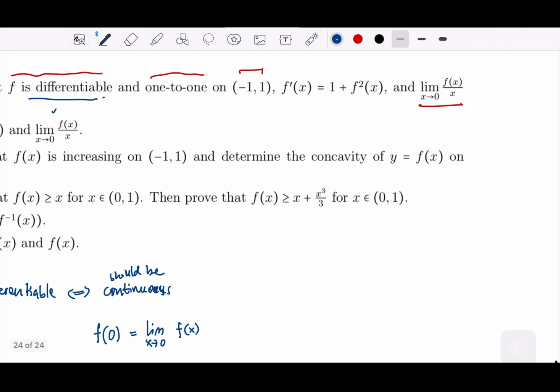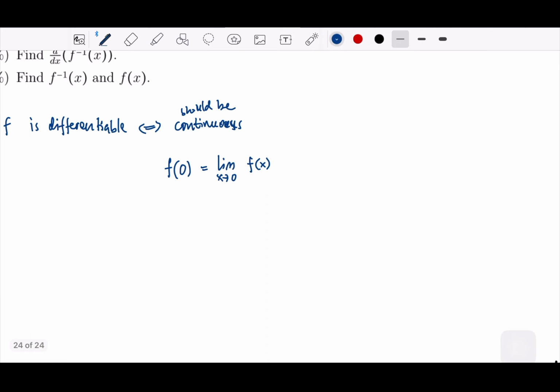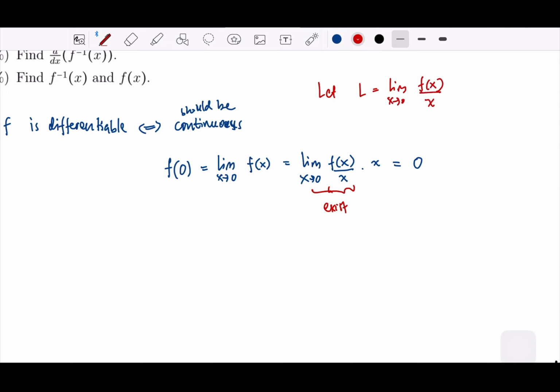And then we know that the limit of this part exists. If you write f(x) over x and multiply with x, we know that this limit exists. So for sure, when we take the limit and substitute x, we are going to have a zero. If we want to make sure this is true, we could let L be our limit that is supposed to exist. Then we take this L times zero, and it's still zero, which just confirms that our assumptions are correct.